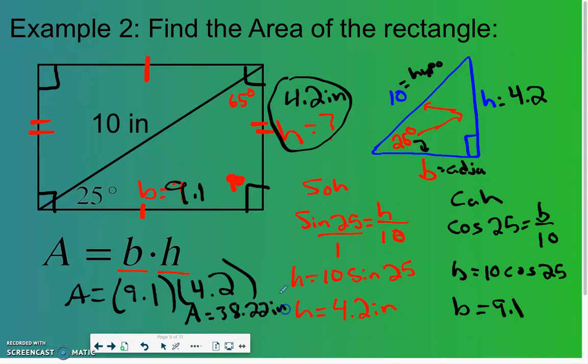38.22 inches squared. So again, we're trying to take what do we have, what are we missing in order to find our area. In this case, we're missing both the base and the height. So we had to use trigonometry twice to get to our value.